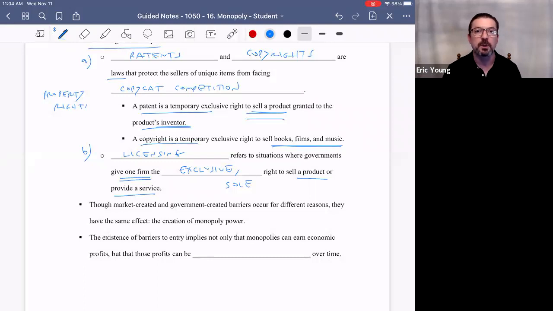Back before cell phones, when we had more hardline phones, you would have protected hardline areas. You'll sometimes see in some cities that government will issue licenses to operate cabs, for example. You'll see in some cities that governments issue licenses to give one firm the exclusive right to do, for example, garbage pickup and sanitation, okay? Licensing is a situation where the government gives one firm a legally protected sole exclusive right to sell a product or provide a service. And because this is backed up by government, and therefore by the force of law, it's a really strong moat, a really high barrier to provide monopoly power, okay?